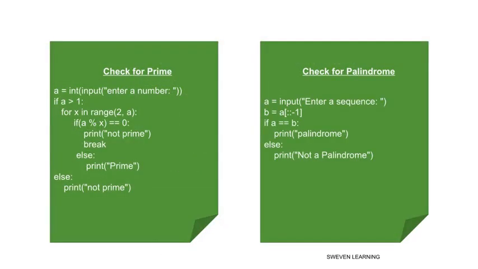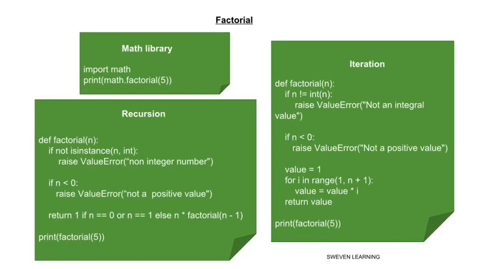Here, we can see simple algorithms for checking if a given number is prime or not using if-else statements and a for loop. And for checking if a given sequence is a palindrome or not by using a negative slice index to reverse a string.